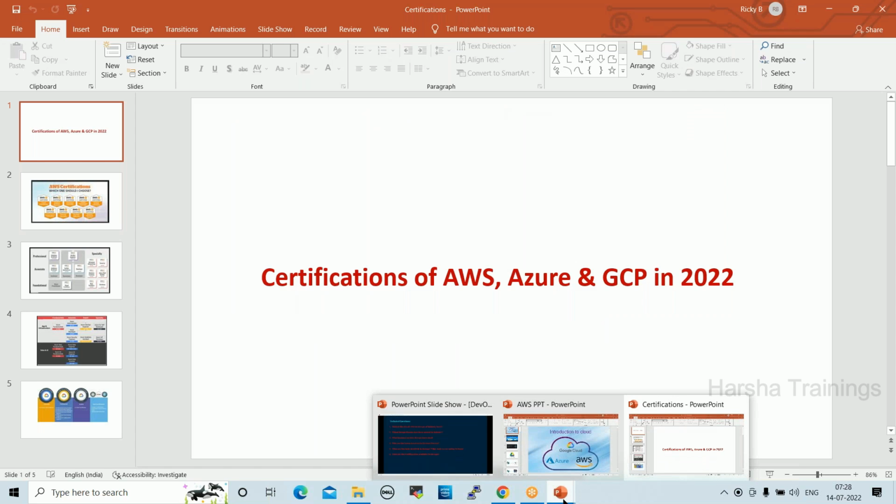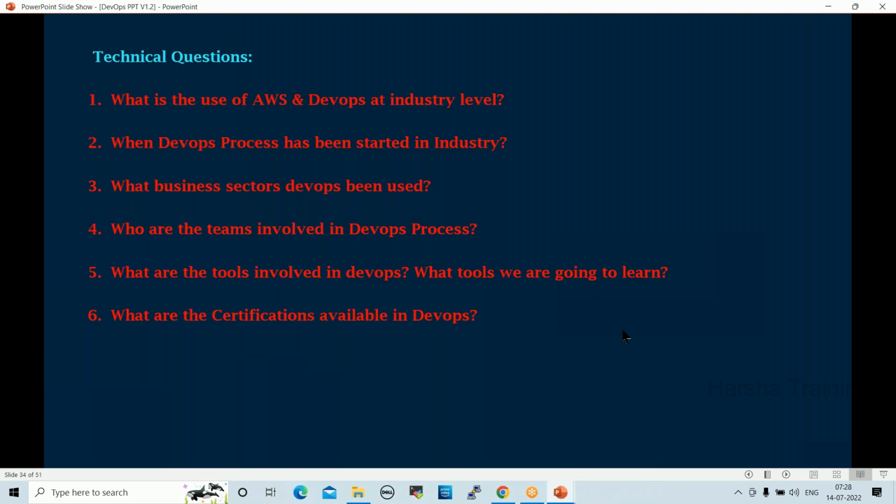So the certificate expiry date is 2 years minimum. After that, you can upgrade. No need to pay the entire amount again. You can pay 30 to 40% to upgrade to the next version. Okay. Yeah, so these are the cloud certifications and DevOps certifications.